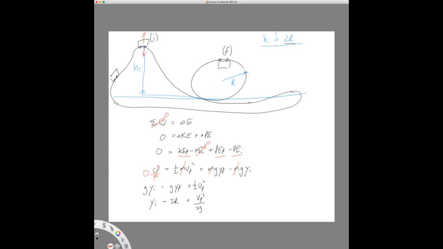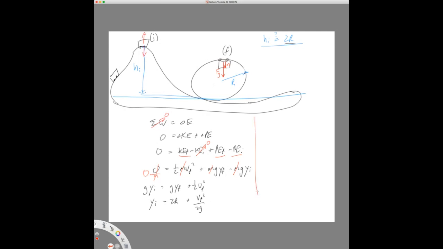Okay, so what remains is to find v final. We need to know how fast we are going at this point. And so for that, we need to rely on our circular physics, centripetal force, centripetal acceleration. So when we're at this point, we're going to have the force of gravity, and we will also have potentially a little bit of a normal force. And the normal force in this case points down because the track is actually above us. So it's like we're on the ceiling, and the normal force then points downward.